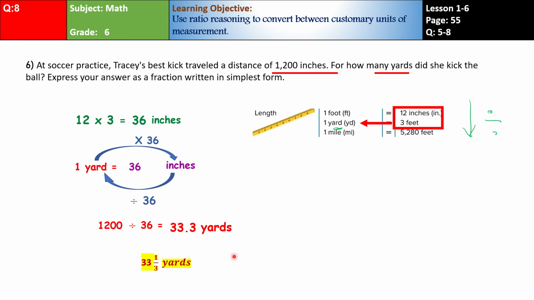That is our answer. They said write your answer in the fraction. So in a fraction it is 33 1 over 3. How? I can just show you here. 1200 divided by 36. 36 times 3 is 108.